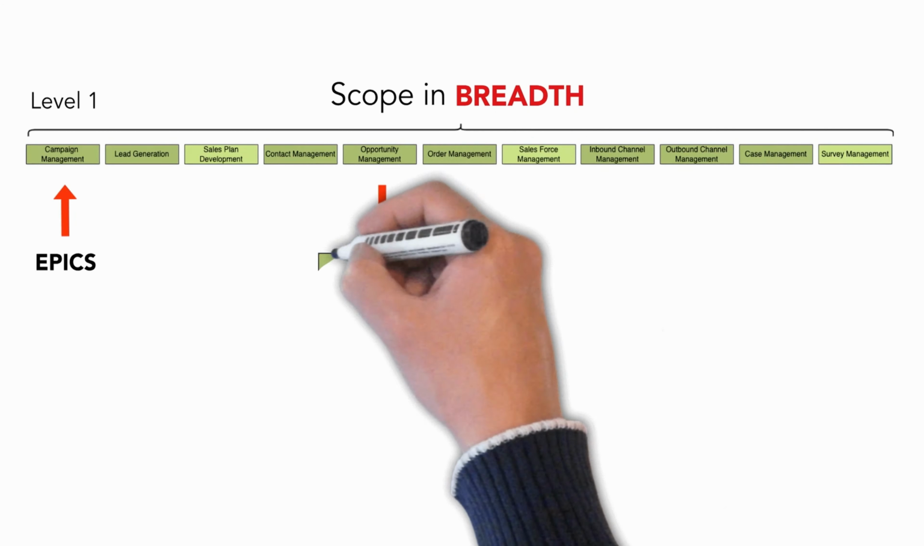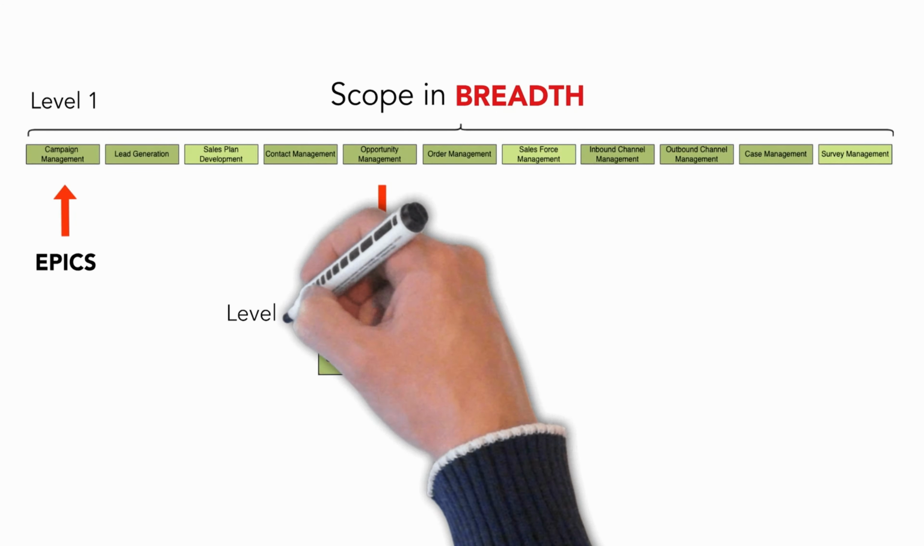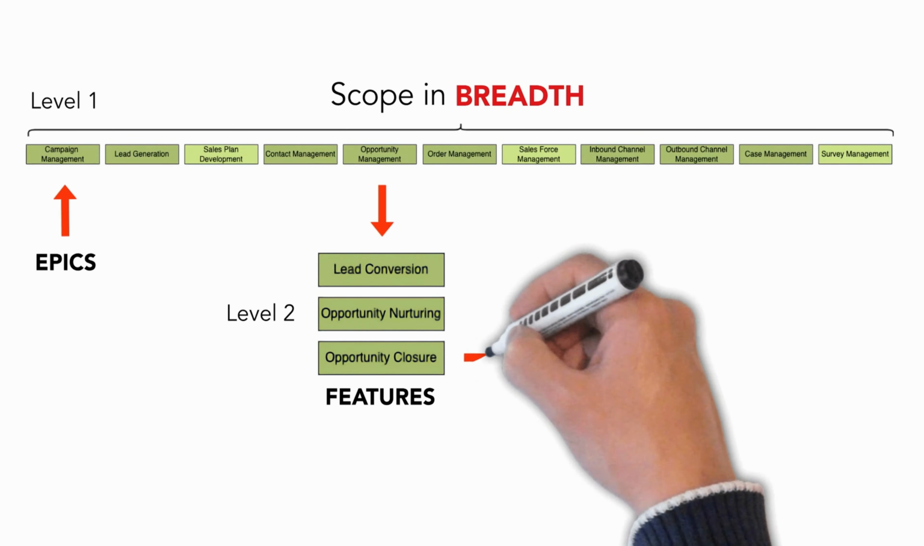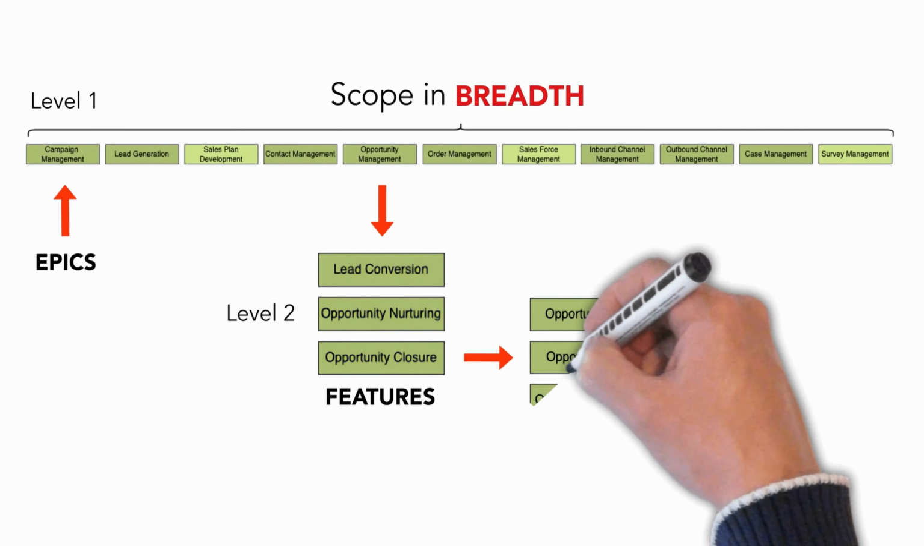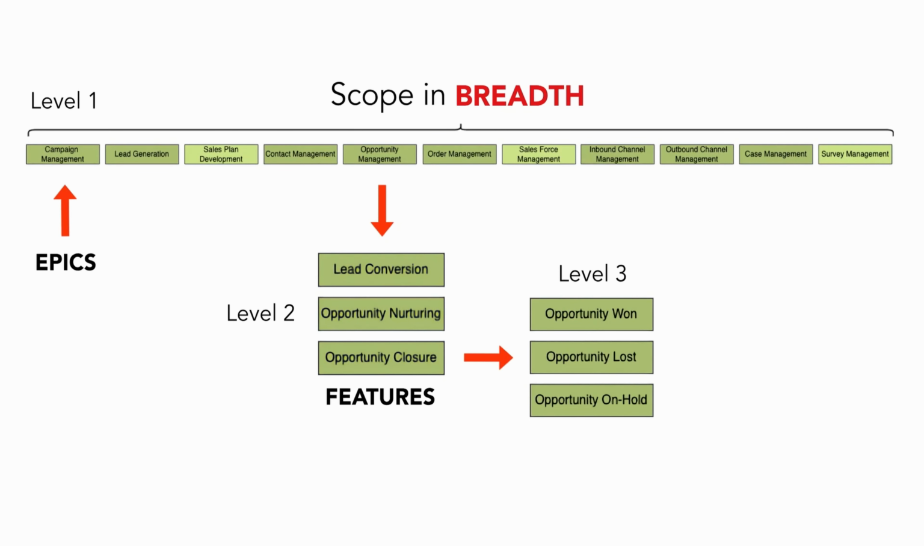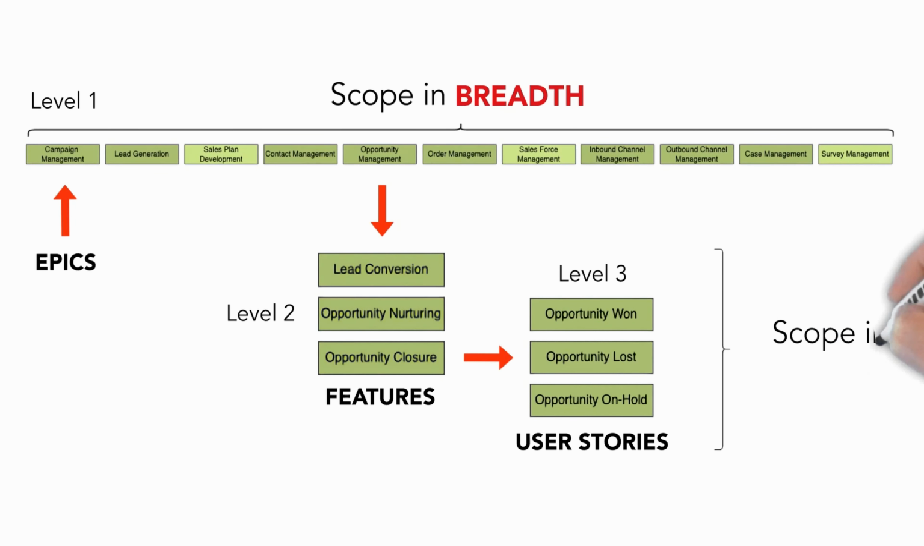Level 1 capabilities are further decomposed into level 2 capabilities, which become features. Level 2 capabilities are further decomposed into level 3 capabilities, which become user stories. Level 2 and Level 3 capabilities describe functionality on a more granular level and form the scope in depth, also called vertical scope.